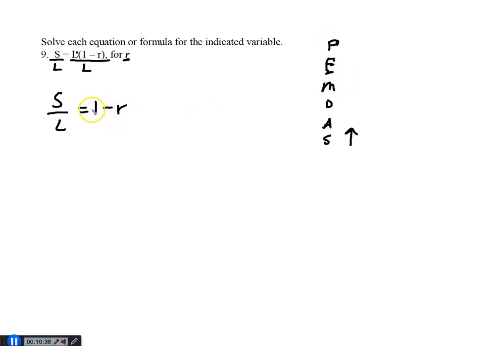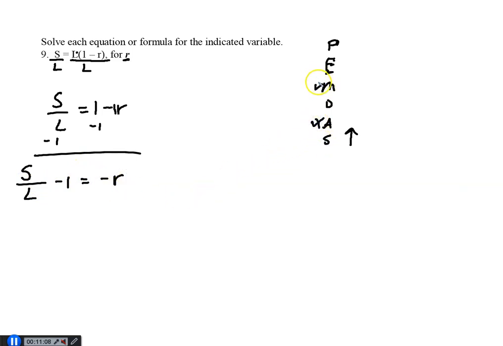And let's see now what I have relating to r. I've got this positive 1, you could think adding 1. So I've got addition, and I've got multiplying. There's this invisible negative 1 here being multiplied by r, so I've got multiplication. So if I'm going to go in reverse PEMDAS order, I'm going to undo the addition first, and I undo plus 1 with minus 1. Do that on both sides. S over L minus 1 equals negative 1r.